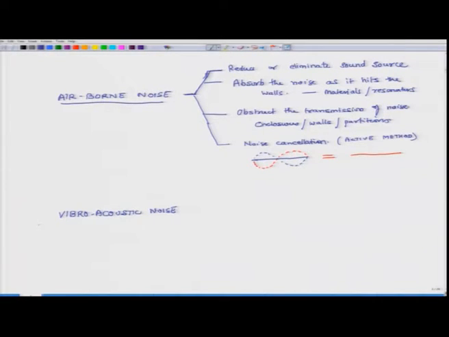How do we manage vibroacoustic noise? Once again, the first method is reduce and eliminate. Whatever is the source of the noise which is causing it to vibrate, we somehow reduce its power level or eliminate it. In this case, the machine is the source. The second one, and the methods are overall the same but the mechanics works in a different way, is known as absorb.